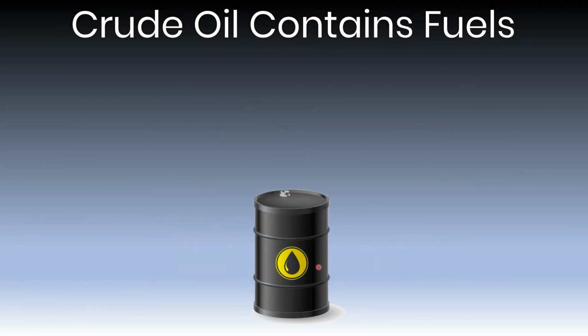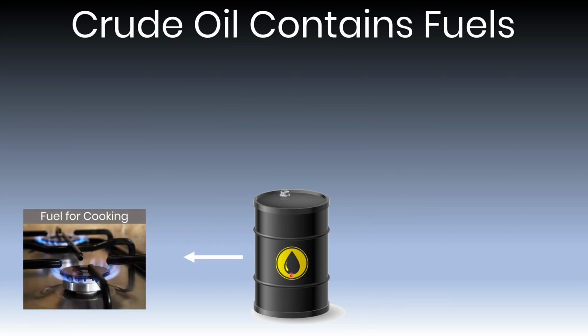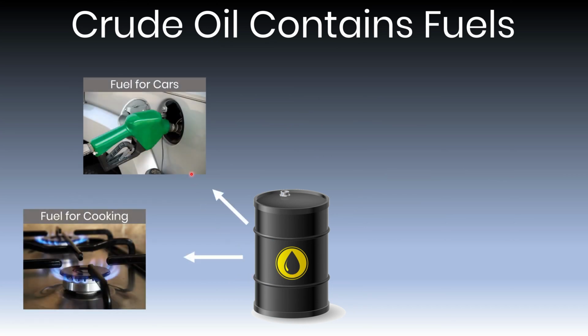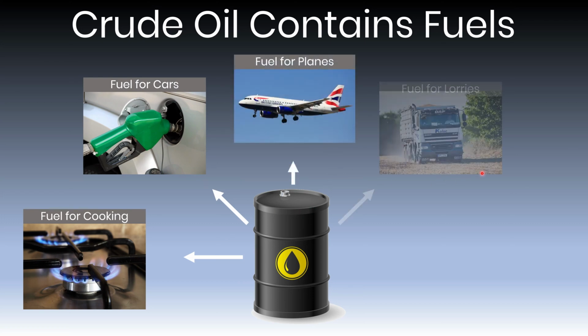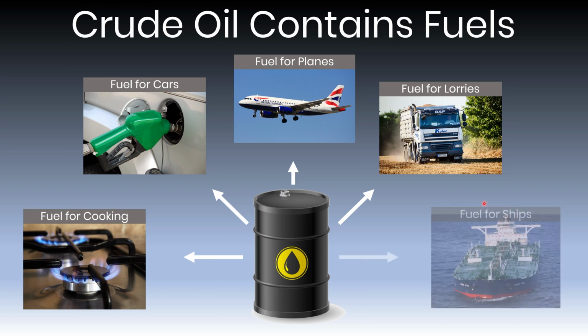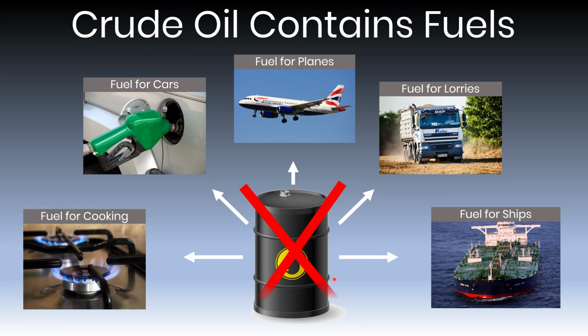Within crude oil, we'll find hydrocarbons which are suitable for fuel for cooking, others which are suitable for fuel for cars, fuel for planes, fuel for lorries, and fuel for ships. However, crude oil in its raw form, because it contains all of the different chain lengths, each with their own individual properties, is not useful.